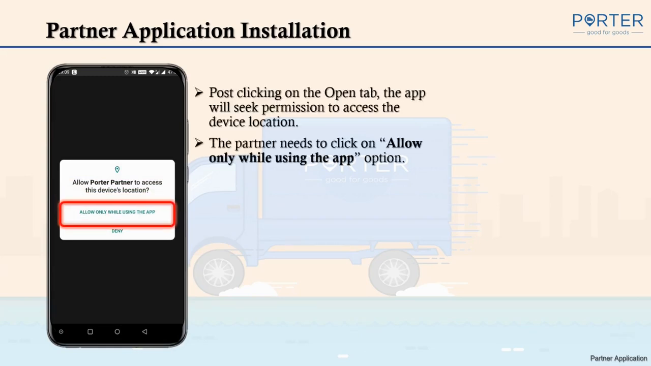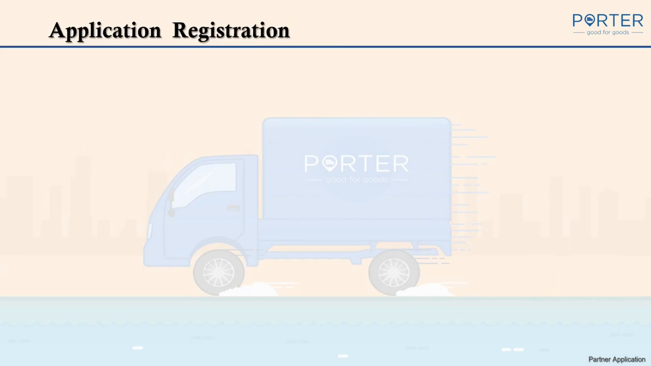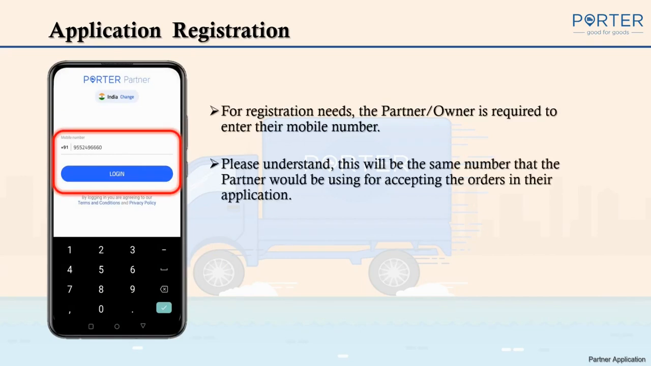After opening the application, the app will ask for certain permissions which the driver has to allow so that the application can run smoothly. After giving permission, the next step is to select the language. The partner app comes in 6 languages: English, Hindi, Kannada, Tamil, Telugu and Marathi. The driver can select the language accordingly and click on continue. On the next page, the driver is supposed to enter his mobile number.